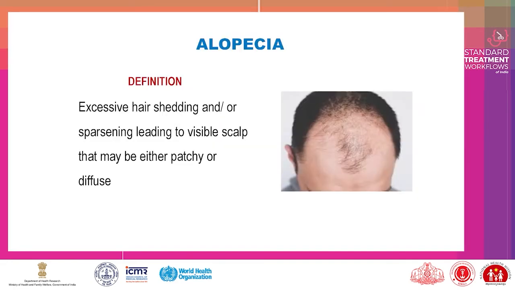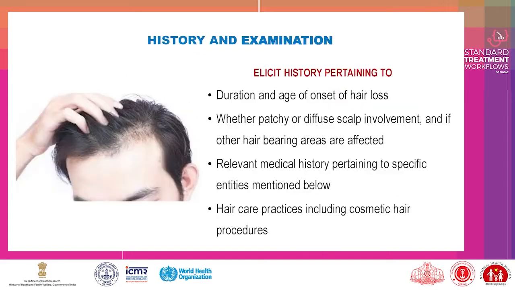Alopecia. Excessive hair shedding and/or spasming leading to visible scalp that may be either patchy or diffuse. History and examination. Elicit history pertaining to duration and age of onset of hair loss, whether patchy or diffuse scalp involvement, and if other hair bearing areas are affected.